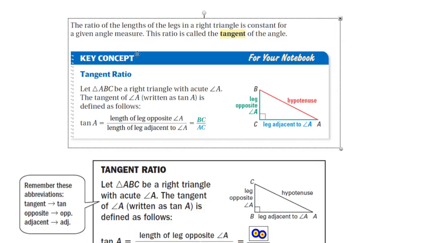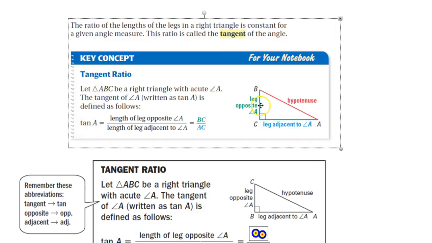Given a right triangle and one acute angle, you have multiple similar triangles. That means the ratios of those corresponding sides are going to be equal, and that's where these ratios come from. The ratio of the lengths of the legs in a right triangle is constant for a given angle measure. The ratio is called the tangent of the angle. So the ratio of the leg lengths of a right triangle is called the tangent ratio.